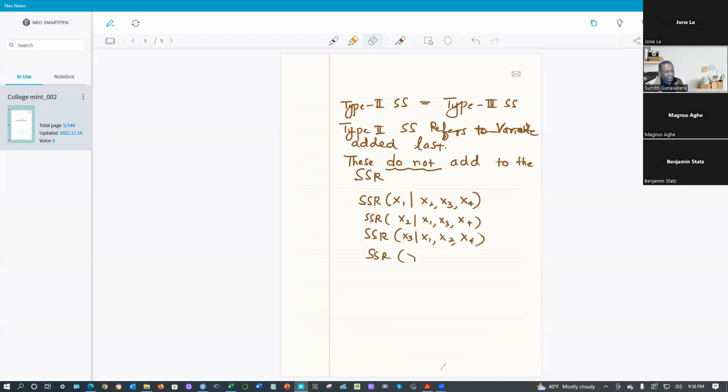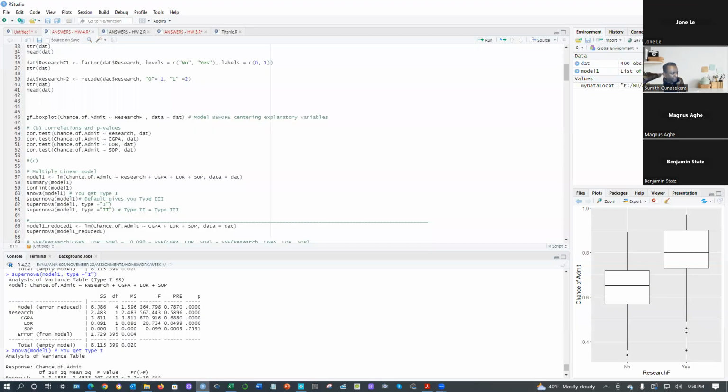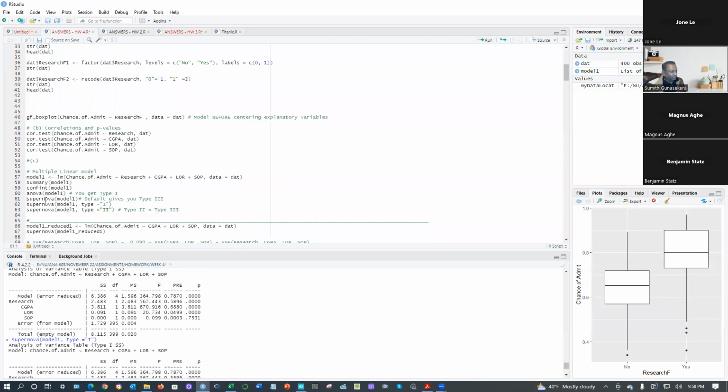Those do not add to SSR. They do not add to SSR: X4, X1, X2, X3, X1, comma, X2, comma, X3. Type 1 and type 2. So if you go ahead and run it, by default you get type 3.